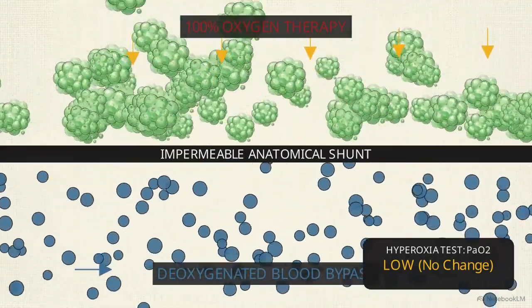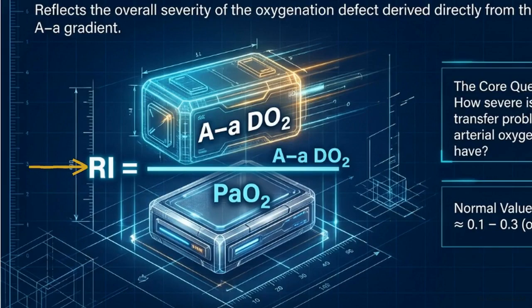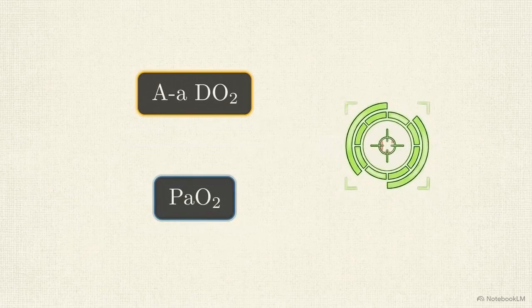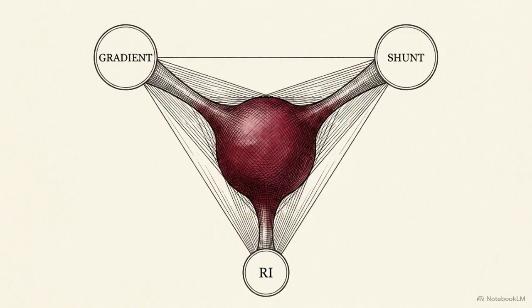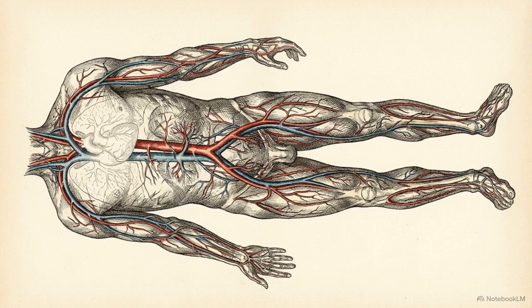We lock in the final severity using this mathematical ratio, the respiratory index, or RI. The RI calculates the size of the oxygen transfer problem relative to the actual usable arterial oxygen left in the patient's system. Together, the A-a gradient, the F-shunt, and the RI provide a complete map of any oxygenation failure. Now we execute a hard shift. We know what the lungs and heart are doing, but we must measure the entire body's chemical resilience.